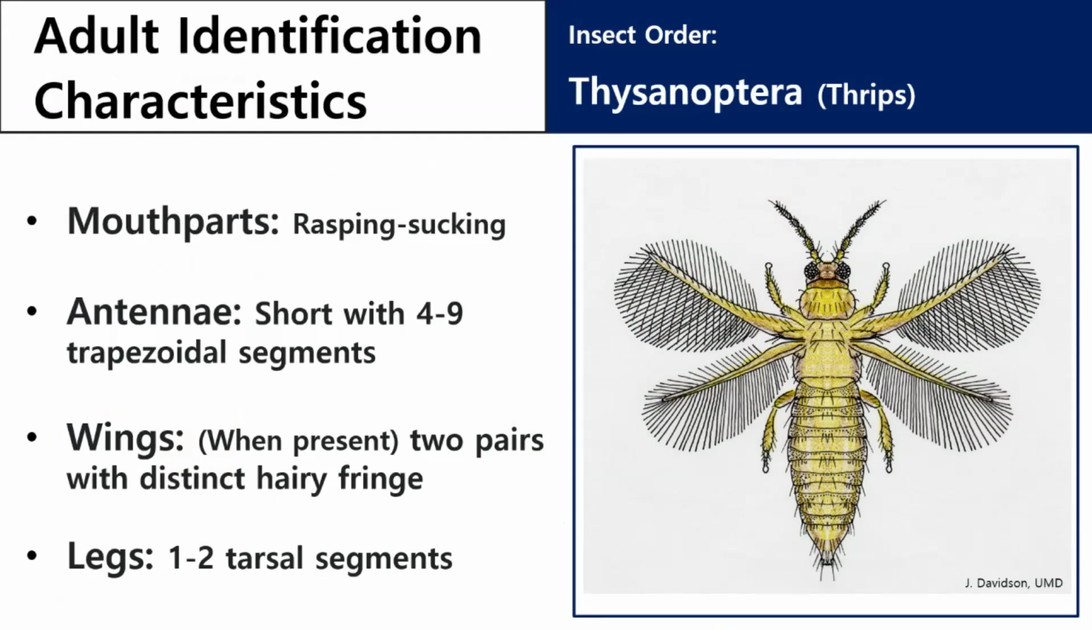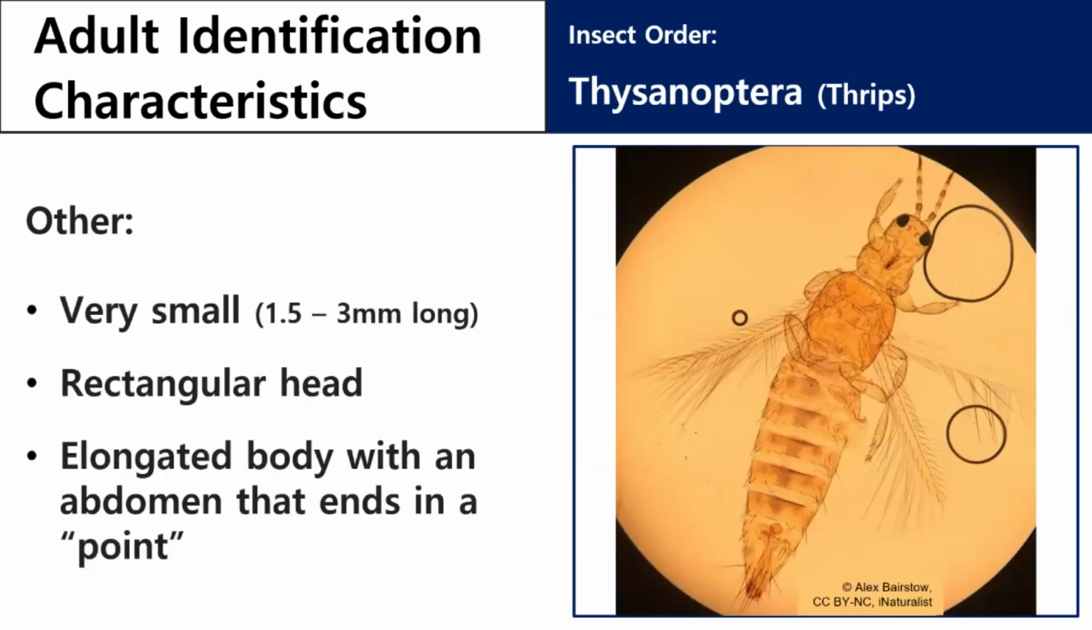Their antennae are short with 4 to 9 trapezoidal segments. That's pretty unique. They have 2 pairs of wings when they are present, with distinct hairy fringe, as we can see in our drawing on our right, and 1 to 2 tarsal segments. Now, since thrips are very small, a lot of people will identify them by putting them on a slide and looking at them under a scope.